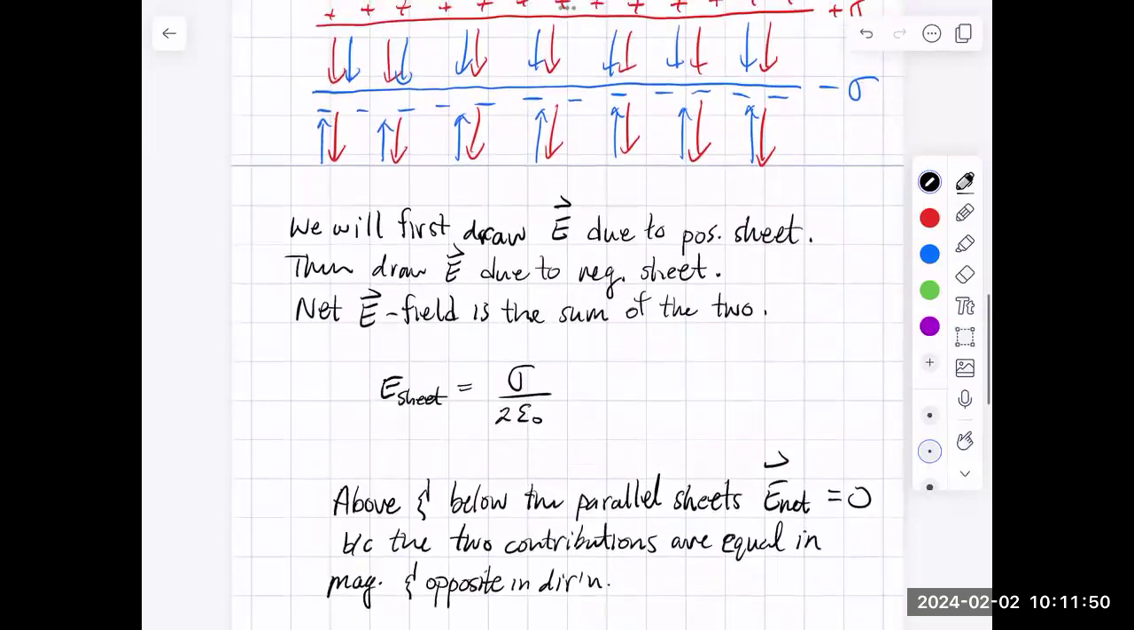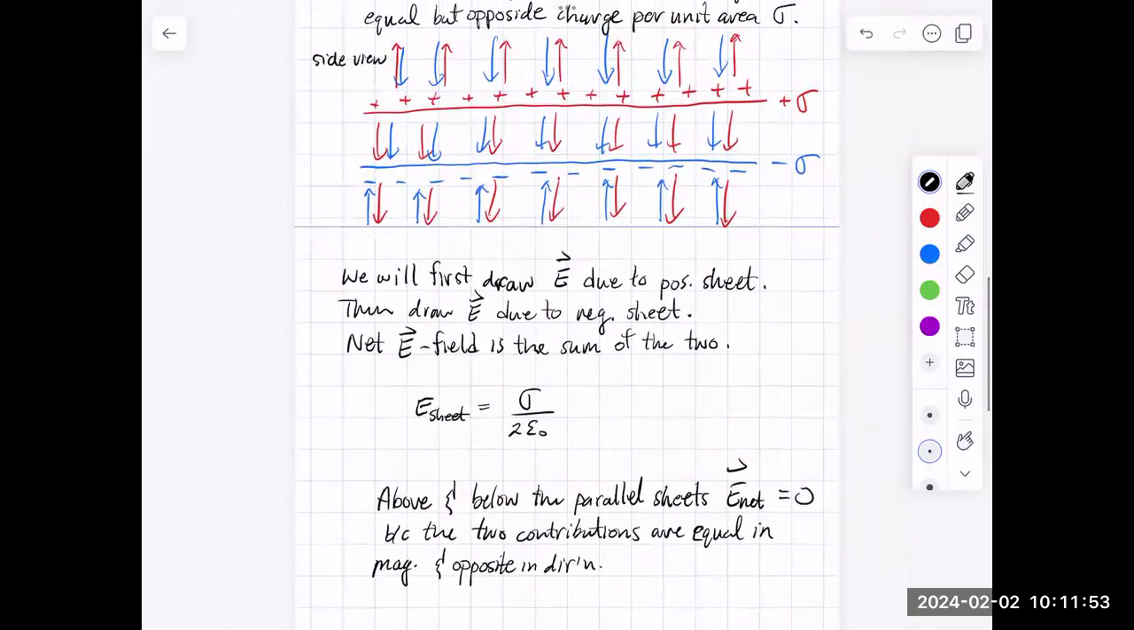Okay, that's fair enough. But then the only place where that doesn't apply is if we look between the two sheets. And there, again, we still do have contributions that are equal in magnitude. They're in the same direction in this case. And so there's not going to be a cancellation. Instead, they will add up. And so we'll have two contributions of sigma over 2 epsilon naught. And when we add them up, they just double. And so the net electric field between the sheets will be sigma divided by epsilon naught.